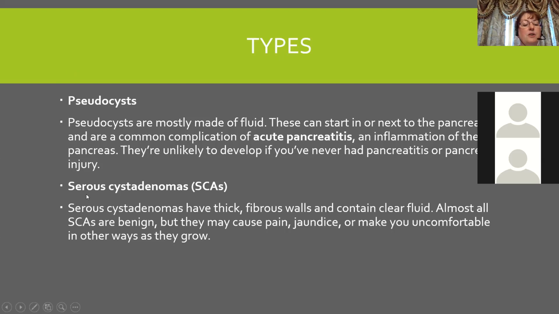Then they have serous cystadenomas. These have thick fibrous walls and contain clear fluid. Usually they're benign, but they can cause pain and jaundice and make you feel really uncomfortable. So those would be ones you'd probably want taken out.